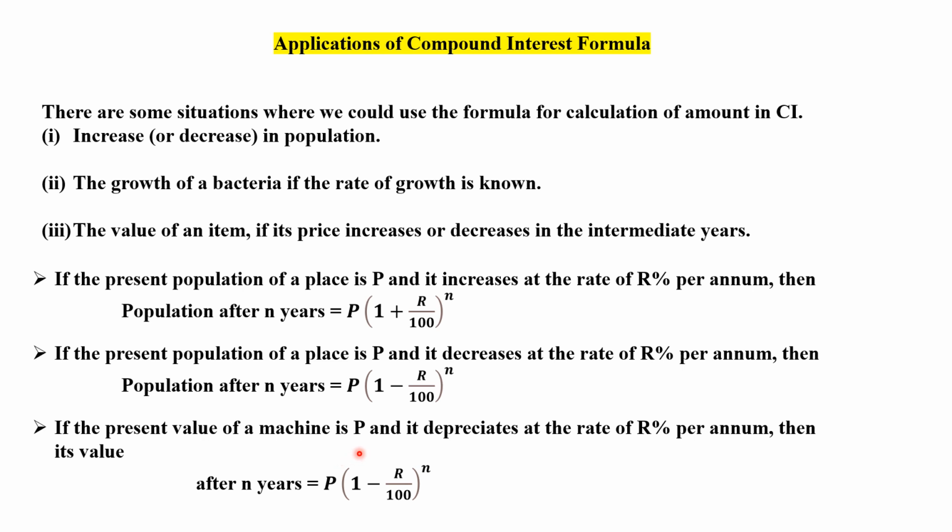If the present value of a machine is P and it depreciates at the rate of R% per annum, now when the machine depreciates, suppose you have used that machine for a few years, then obviously you will not get the original cost, right? When you are going to sell it, you will not get the original cost. So in that case, the value of the machine will depreciate. And to find that amount, it will be P times (1 minus R by 100) whole to the power n.